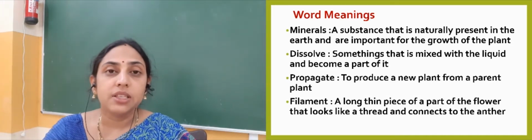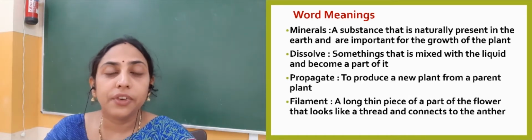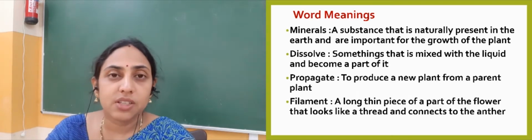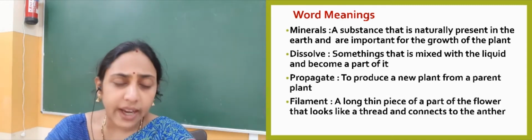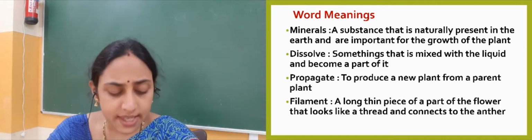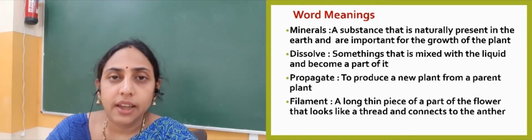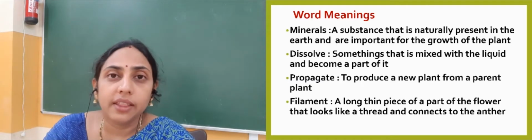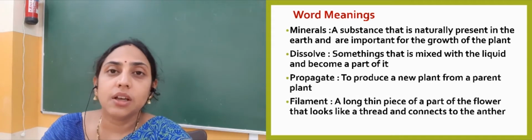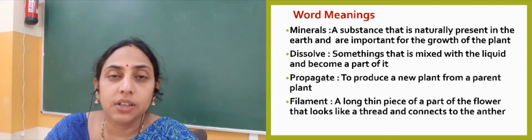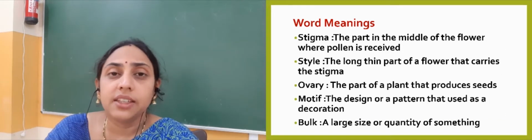Propagate. Propagate means to produce a new plant from the different parts of the plant. So that is called propagate, producing new plants, right? Filament. It is the long thin piece of a part of the flower that looks like a thread and connects to the anther. It is the long thin piece that is present in the flower, right? It looks like thin thread and it contains anthers, right?